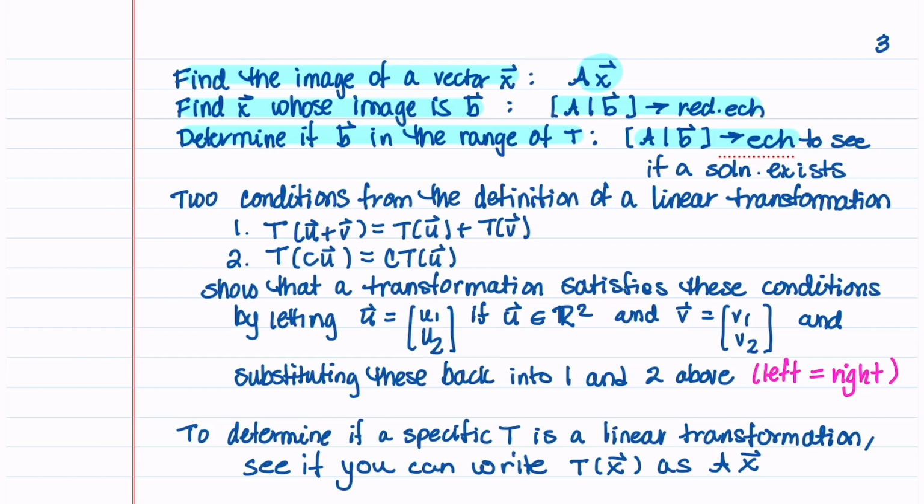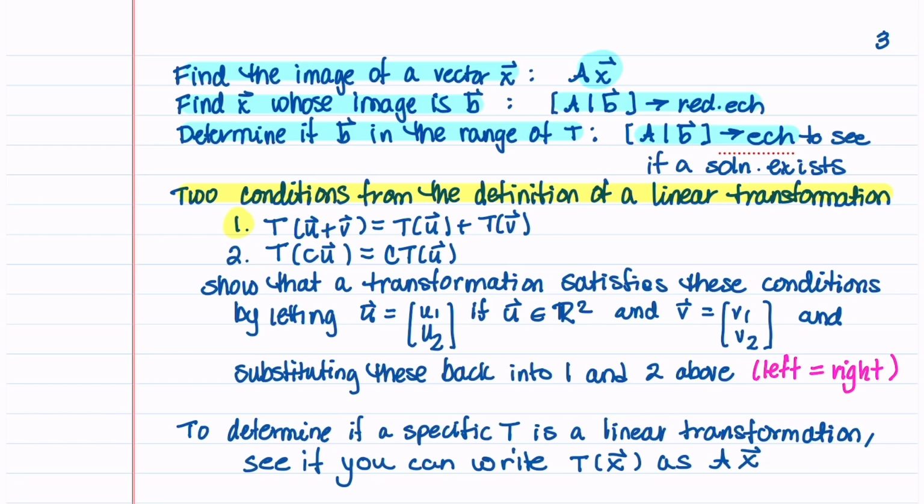When studying linear transformations, we learned that there are two conditions for a linear transformation that come from the definition. The first one is that T of u plus v is equal to T of u plus T of v, and the second one is that T of a scalar c times u is equal to that scalar c times T of u. You need to make sure and know these conditions.